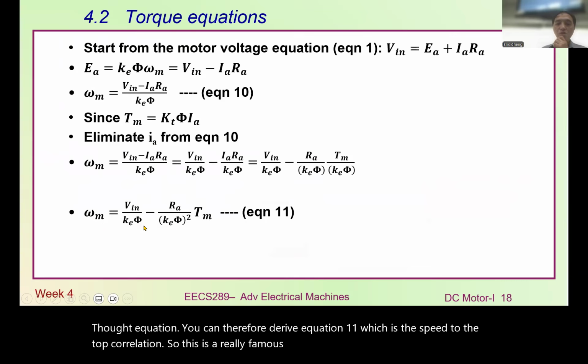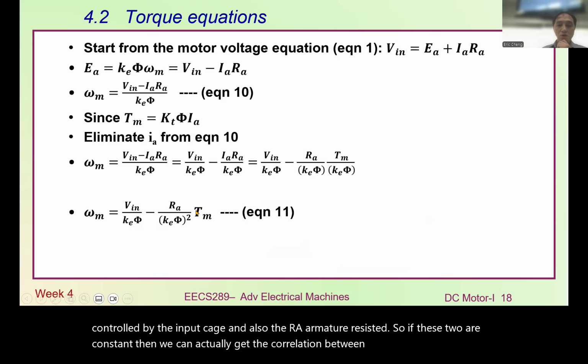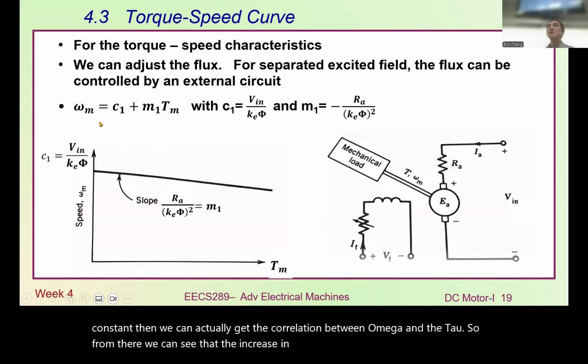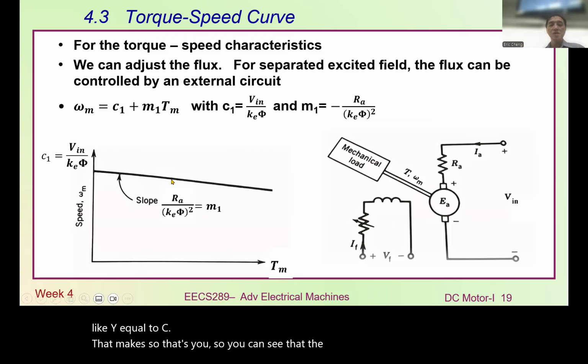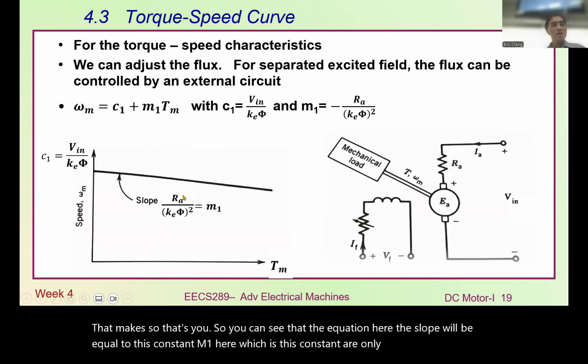You can see the equation is only controlled by the input voltage and also RA, the armature resistance. If these two are constant, then we can get the correlation between omega and the torque. From there, we can see that the equation looks like a linear equation, like y equal to c plus mx. So the slope will be equal to this constant m1 here, which is only controlled by RA and also the flux.